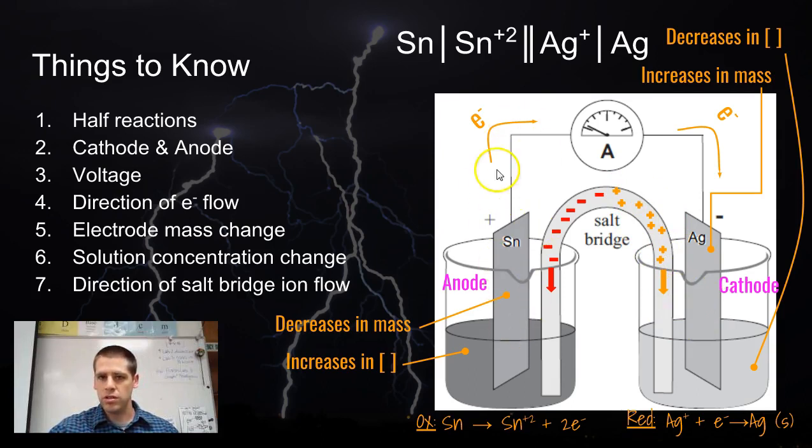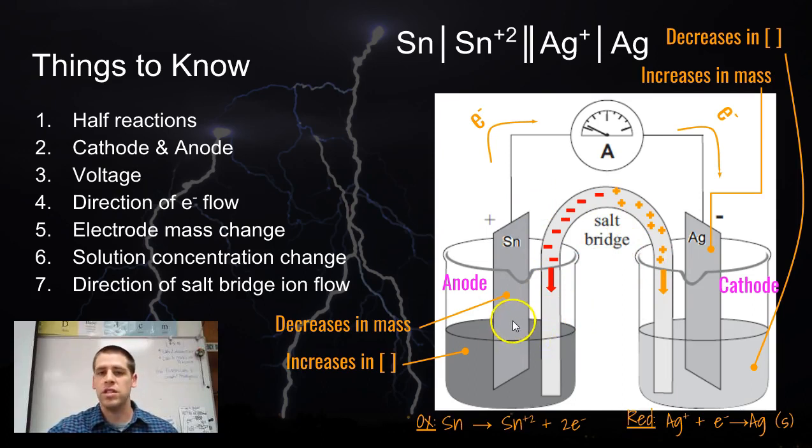Similarly, as you're losing all those negative electrons through your wire, you need to replenish those negative ions and that negative charge by sending the negative ions to the left. And this will keep the reaction going. As long as we can keep replenishing that charge, then the reaction can continue.